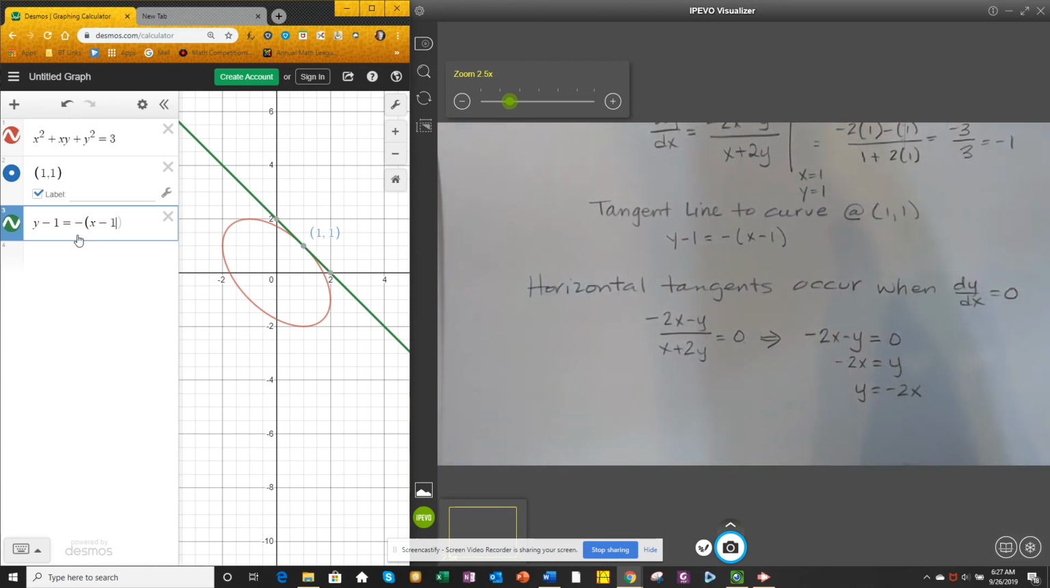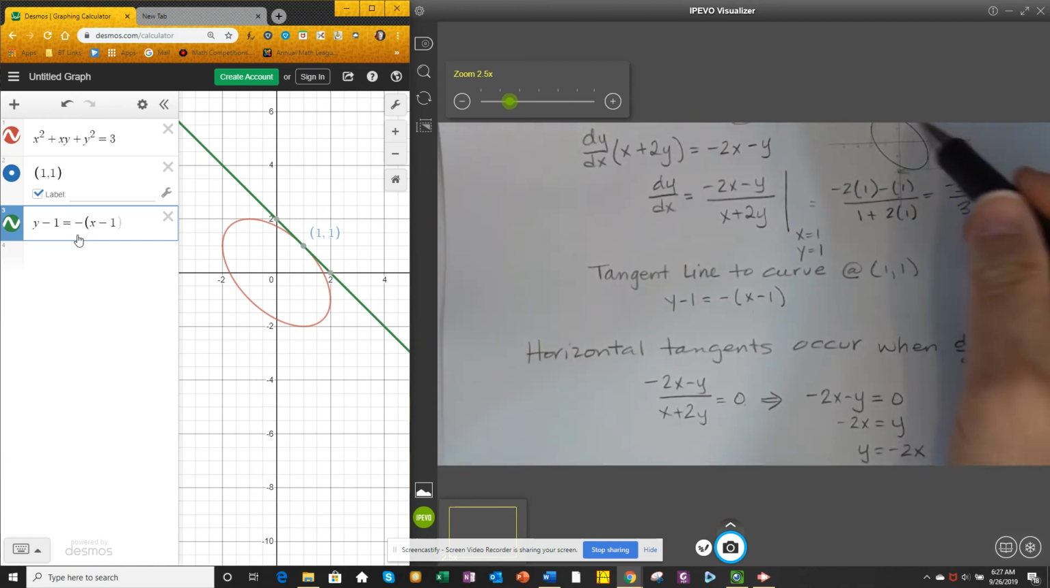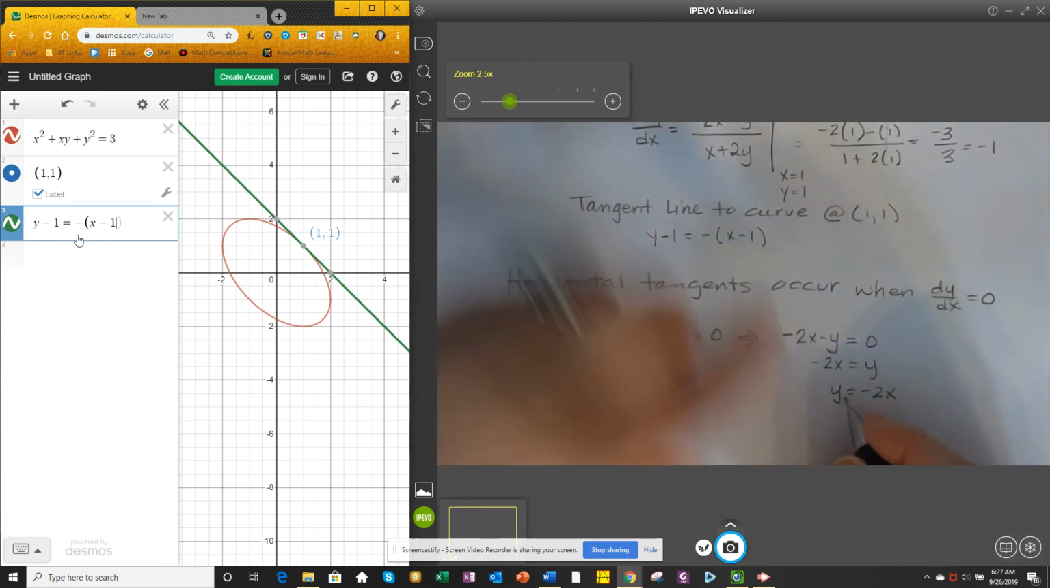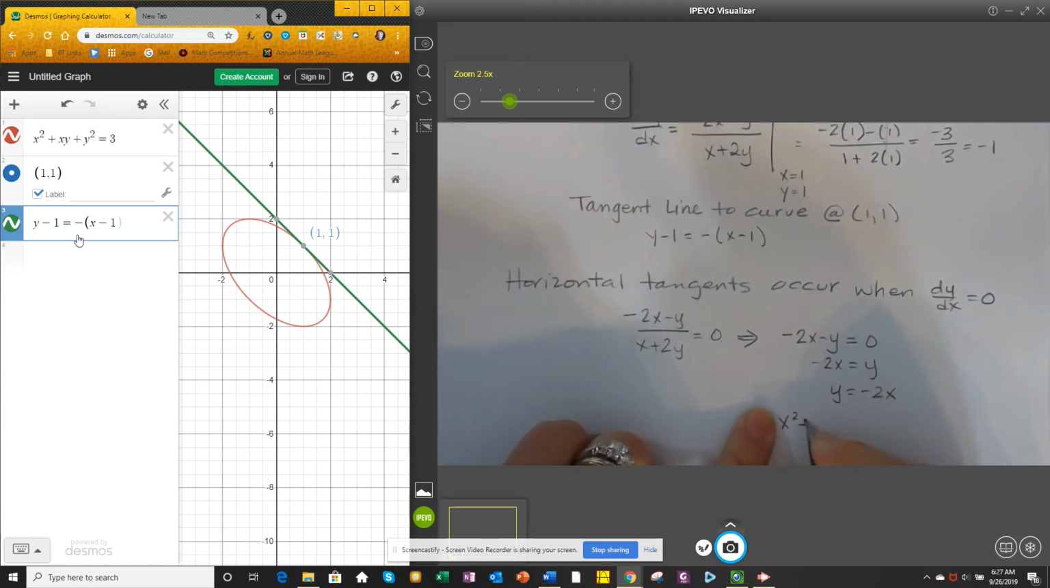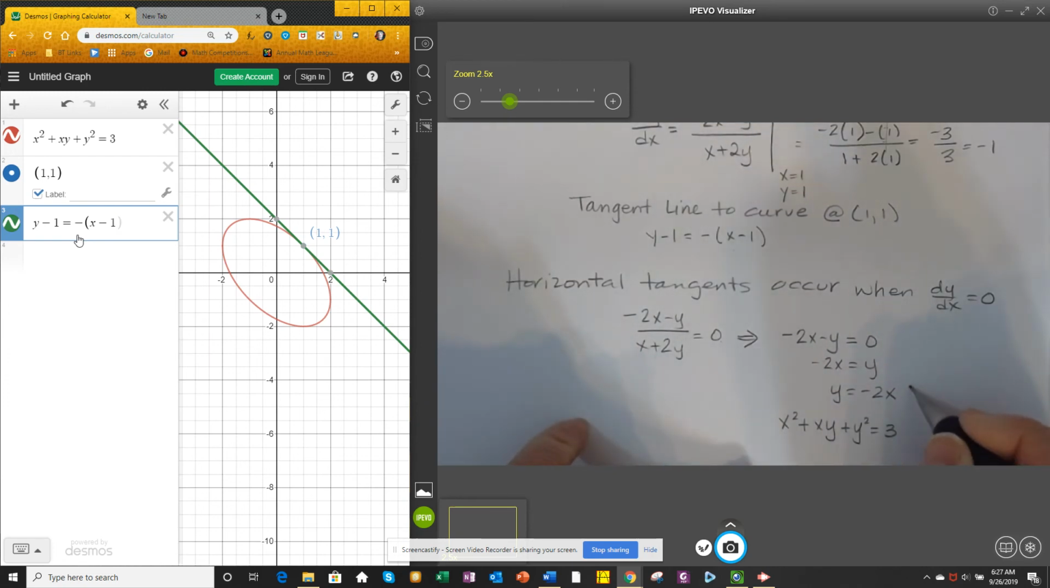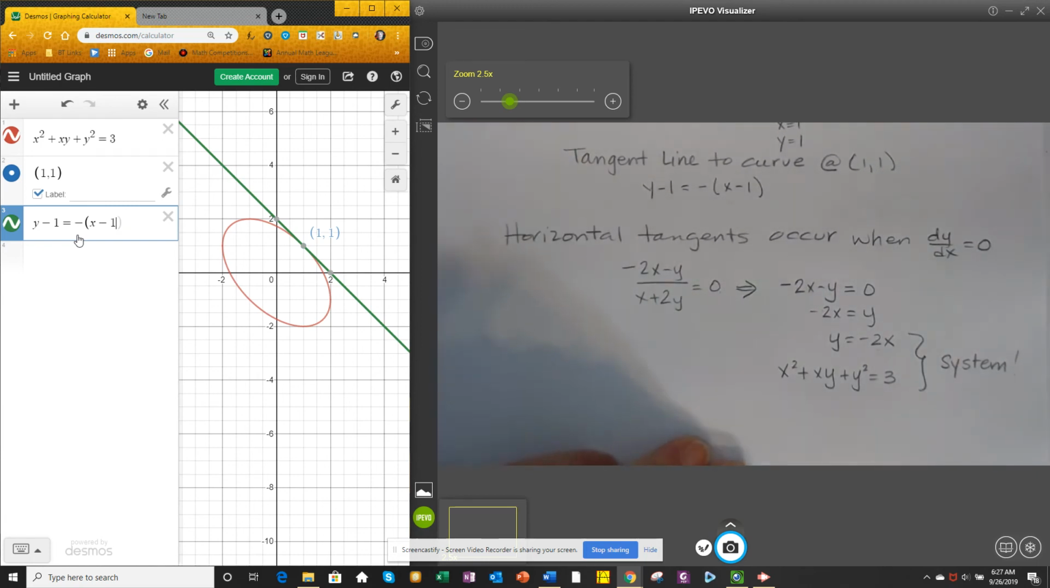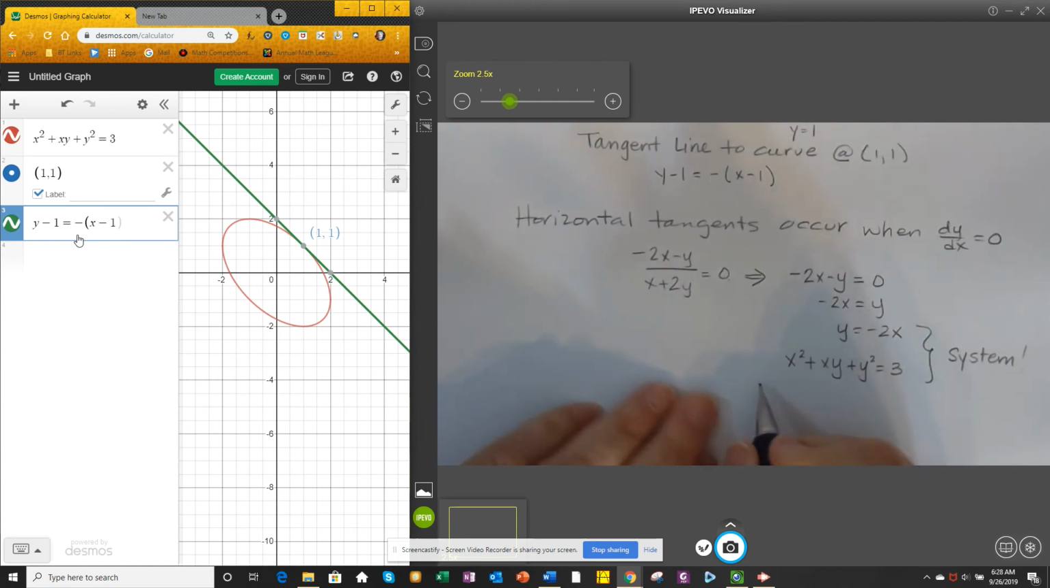But what is the other condition in my problem that has to be true? Well, it has to be on the curve. And we said the curve was x squared plus xy plus y squared equals 3. So guess what, folks? I have a system, which is Mrs. Muller's favorite thing, a system. And how do we solve systems? Well, we can use substitution here because I know y is equal to negative 2x. So using substitution, I'm going to solve the system.